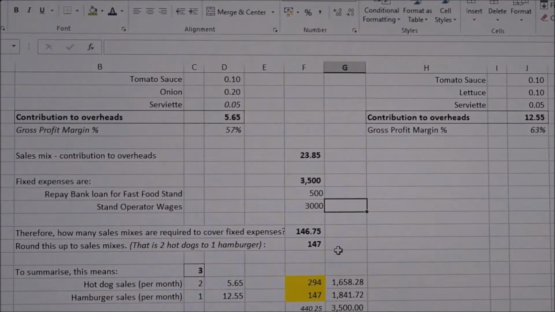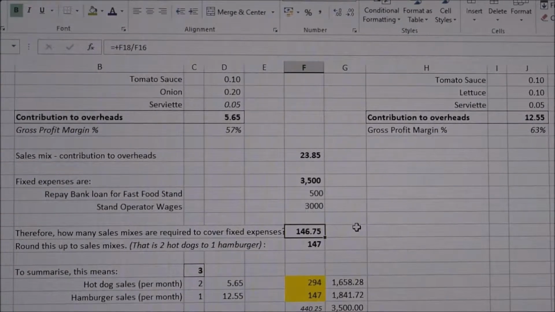If we look at our fixed expenditure in a month, right now we have to pay off our fast food stand, our hot dog stand. So the bank that loaned us the money is expecting us to pay back R500 a month. And we need to pay the wages of a person to operate the stand for us, and that has been decided at R3,000. So at the end of the day, we need to calculate how many hamburgers and hot dogs we need to sell in order to break even. In other words, just cover our fixed overheads in the month.